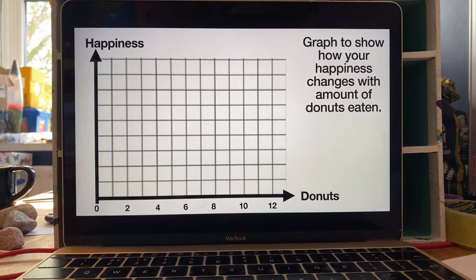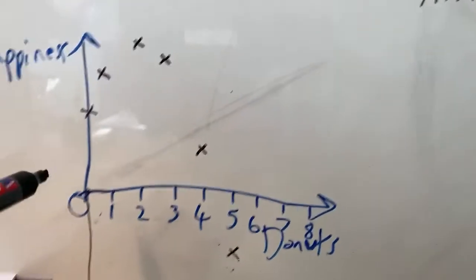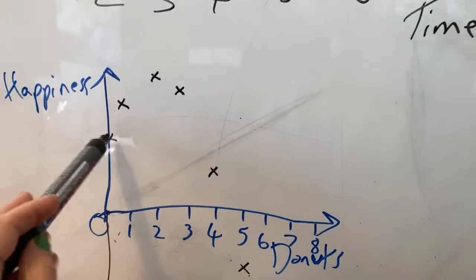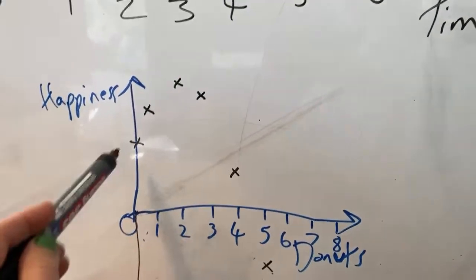Have you done it? Are you happy with your answer? I'll show you mine. It doesn't matter if you're still finishing off. So very quickly, I think I'm quite a happy person. So I've put my happiness to be sort of in the middle, but donuts definitely make me happy. I like donuts, which you would be able to tell from looking at this graph, right?